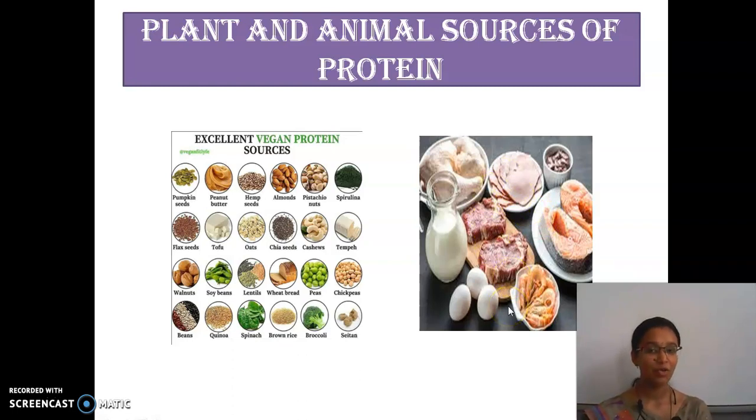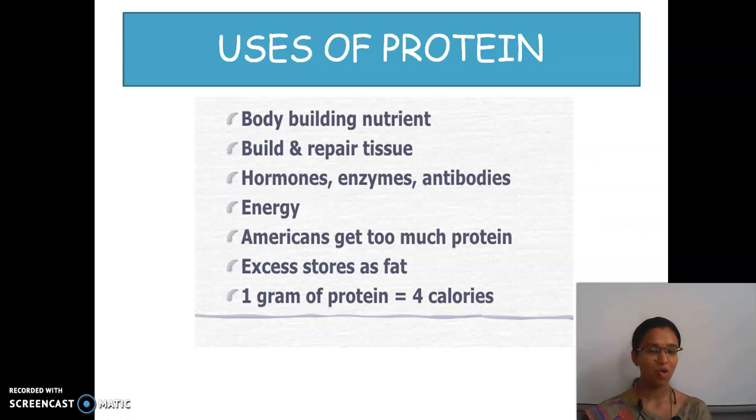Now we will see the uses of protein. Protein helps in building the body and in repairing tissues. If someone gets injured, the cells in that place get damaged, so to repair those cells and tissues they need protein. It also gives energy, hormones, enzymes, and antibodies, which are present in our blood and body. Antibodies are used to fight against diseases.